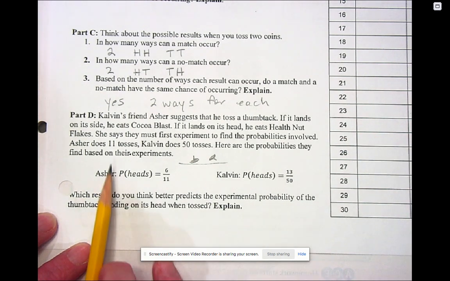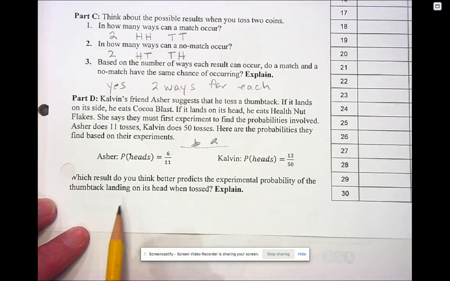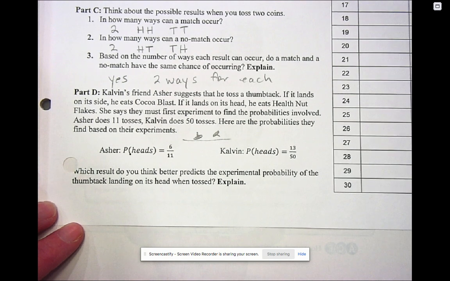Asher does 11 tosses, Calvin does 50. Here are the probabilities that they find based on their experiments. Which result do you think better predicts the experimental probability of the thumbtack landing on its head when tossed? Do you think Asher's or Calvin's, and explain why?